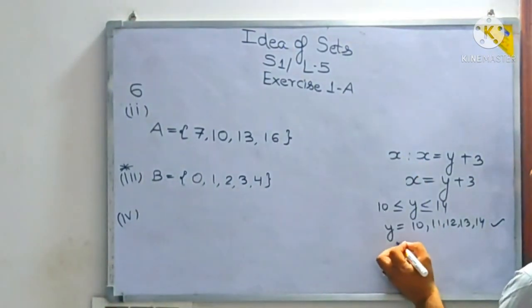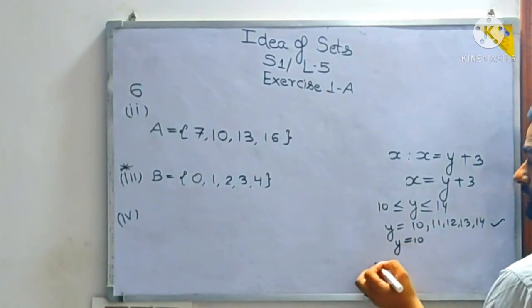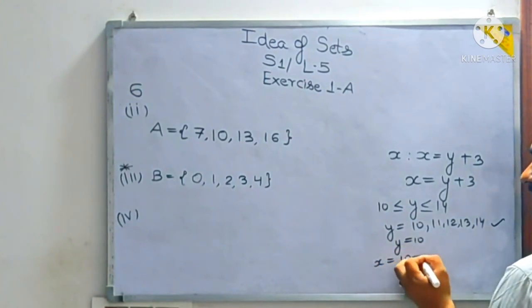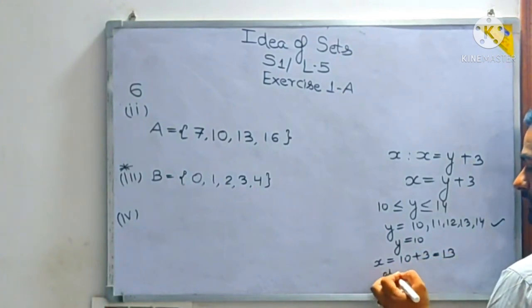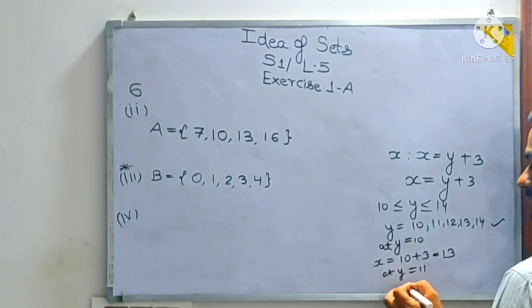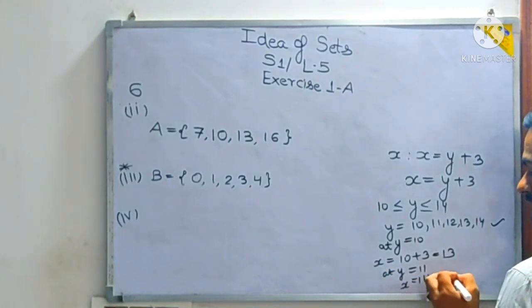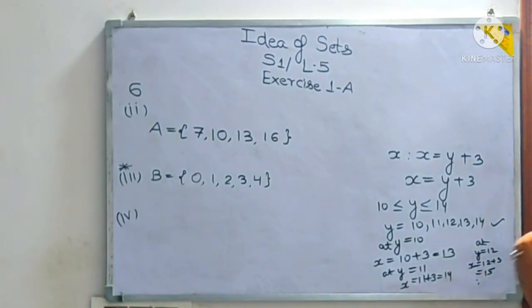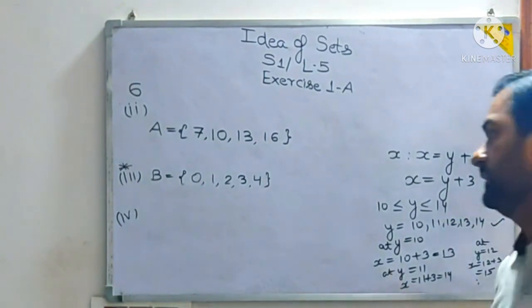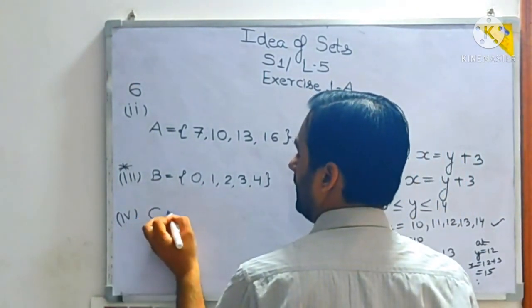So write y is equal to 10, then what will be x? 10 plus 3, that means 13. Then write at y equal to 11, x equal to 11 plus 3, that means 14. So at y equal to 12, x equal to 12 plus 3, that means 15, and so on. Two, three values you show, and the rest will be understood easily.